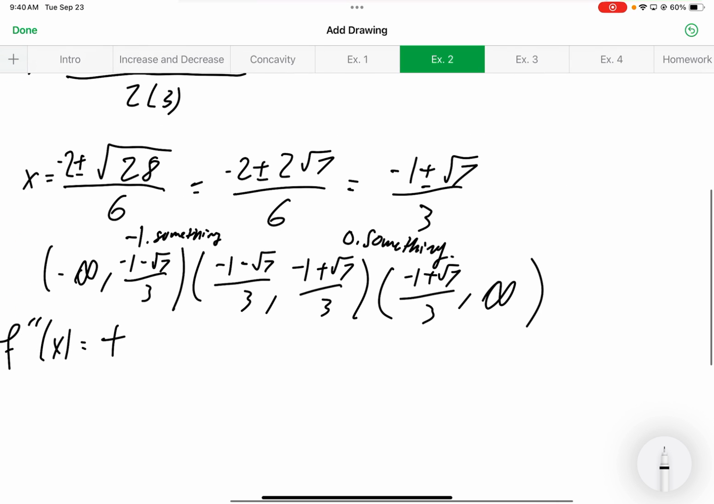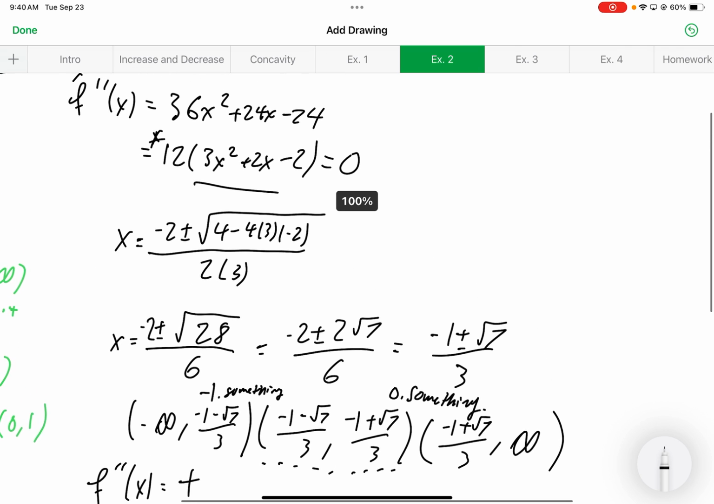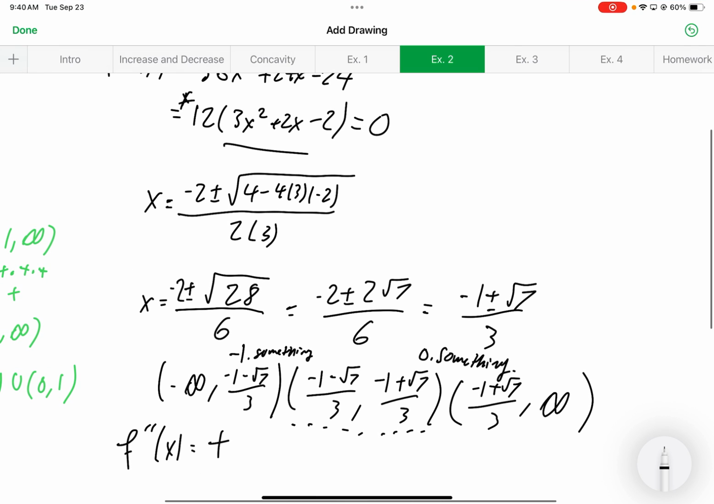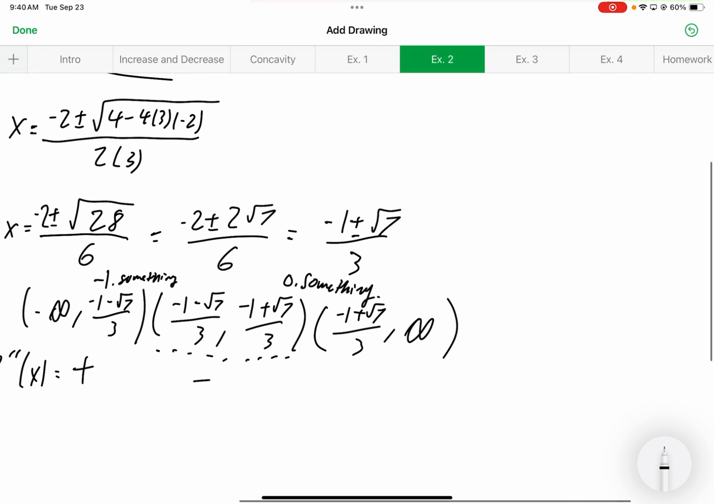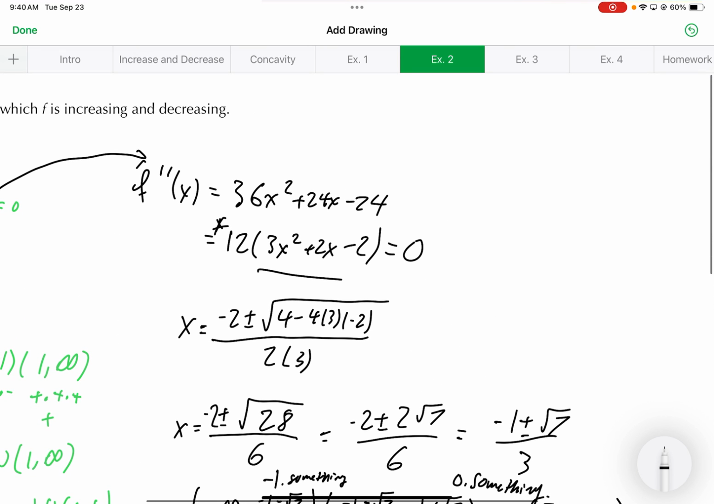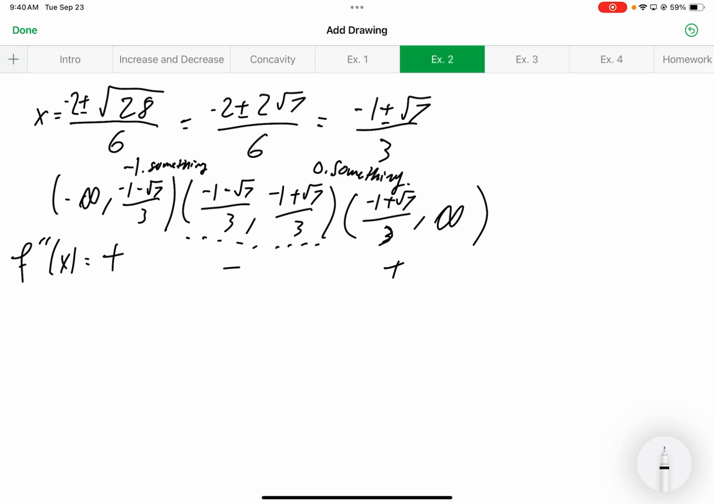Okay, what can I plug in between these values here? Oh, thank God. That's so much easier. All right, if I plug in 0, I would get negative 2 times 12, which is negative 24. So negative there. And then I need to plug in something between negative 1 plus square root of 7 over 3 and infinity. So something bigger than 0 point something. What do you want to plug in? Let's plug in 1. So 3 plus 2 is 5. 5 minus 2 is 3. 3 times 12 is going to give us a positive number. Again, I don't care exactly what the output is. I just want to know the sign. Is it positive or is it negative? That's the only information I need.